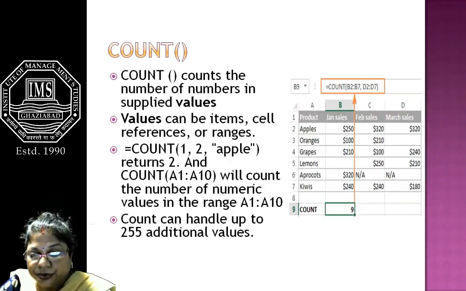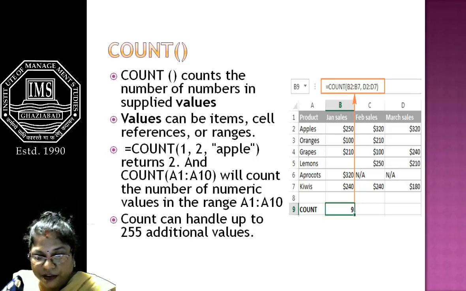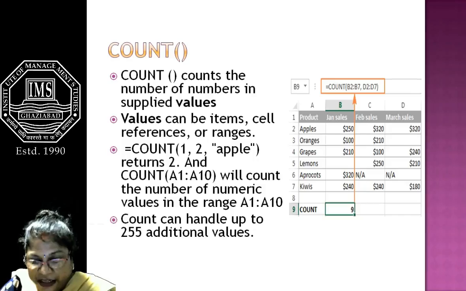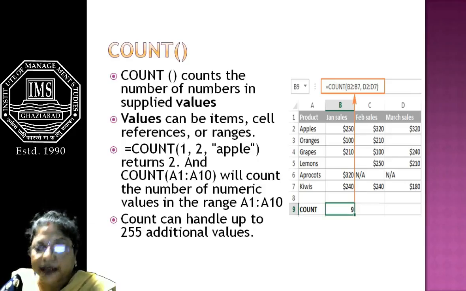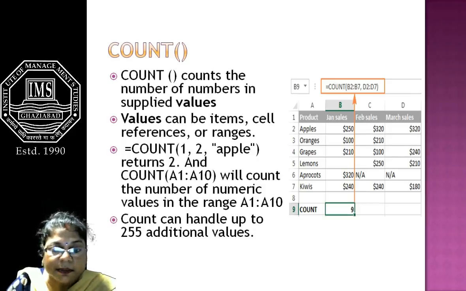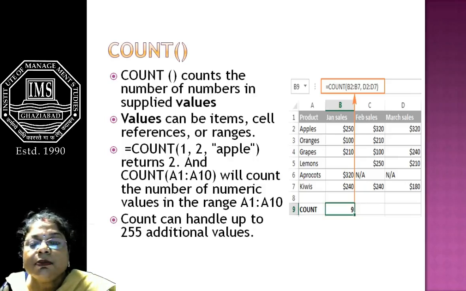In the example, it shows that the range is from B2 to B7. It is going to count the number of numeric values within whatever range we have specified, and it is going to count as 9. So whatever range has been defined within the count parameter, B2 to B7, D2 to D7, whatever values are defined within the range, it is going to count that number of numeric values and return the result of count in the cell B9.